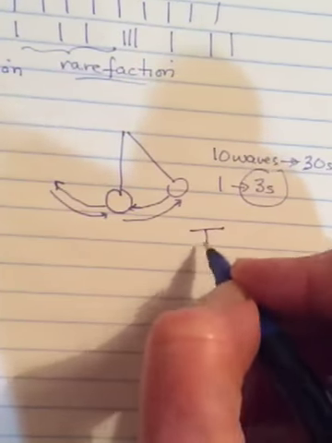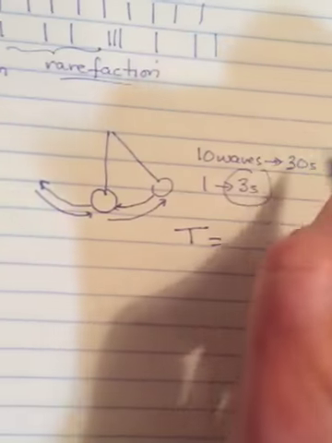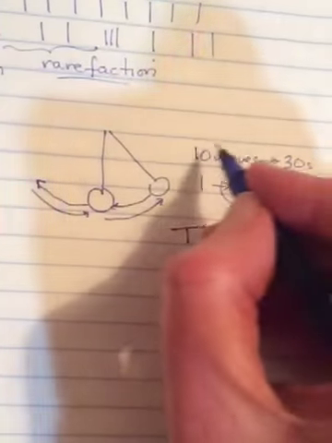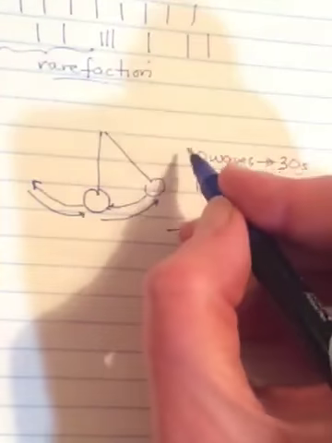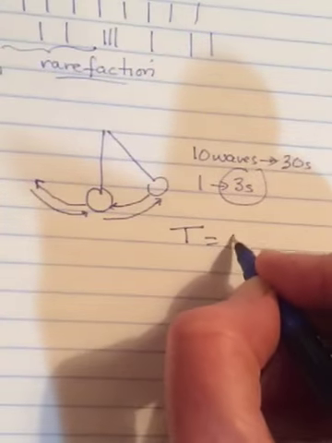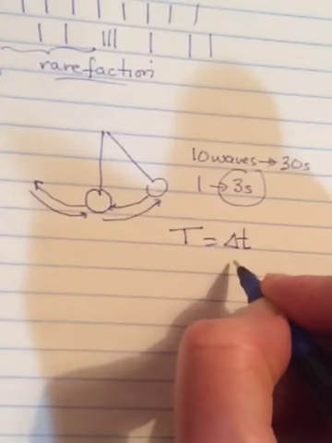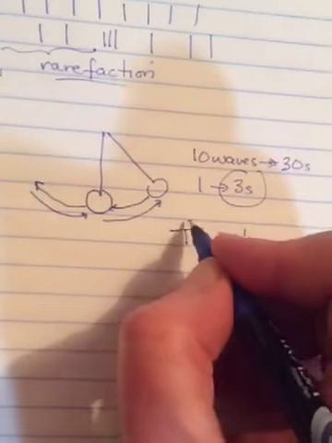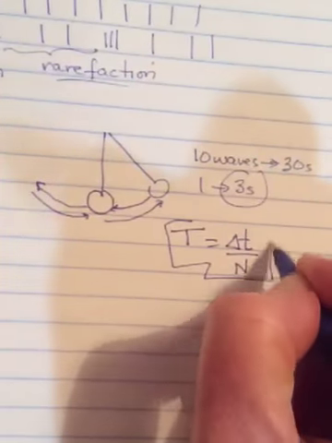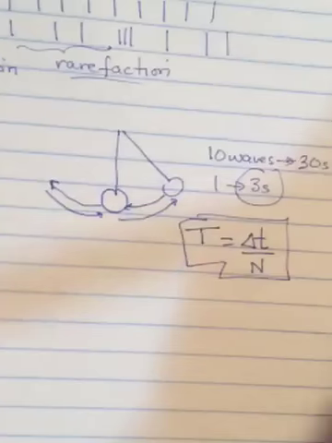So because it's a time, it's a capital T. And what did we just do here to get the 3 seconds? We took the 30, the total time, and we divided it by how many waves. So the formula for period is the total time that's passed divided by the number of cycles that have occurred. So this is the equation for period of a wave.